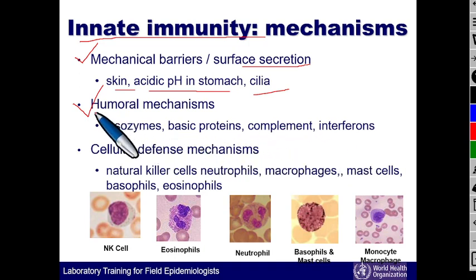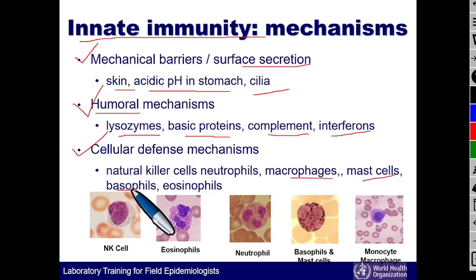The humoral mechanism. Humoral means soluble in blood. Lysozyme, basic protein, complement, and interferon are soluble in blood. Cellular defense mechanisms: natural killer cells, neutrophils, macrophages, mast cells, basophils, and eosinophils.